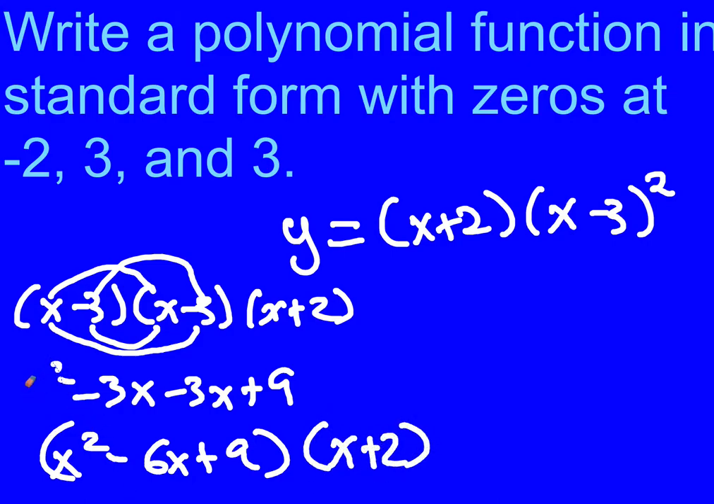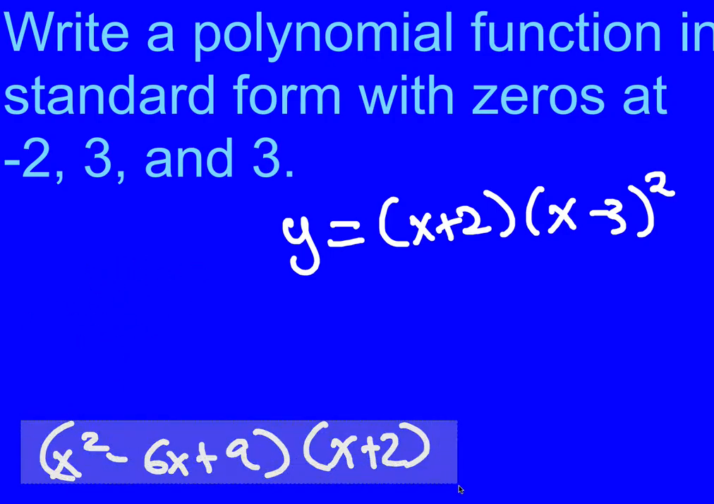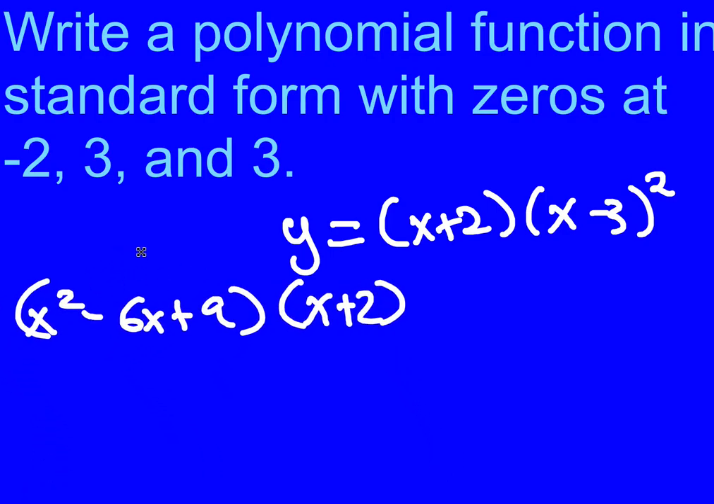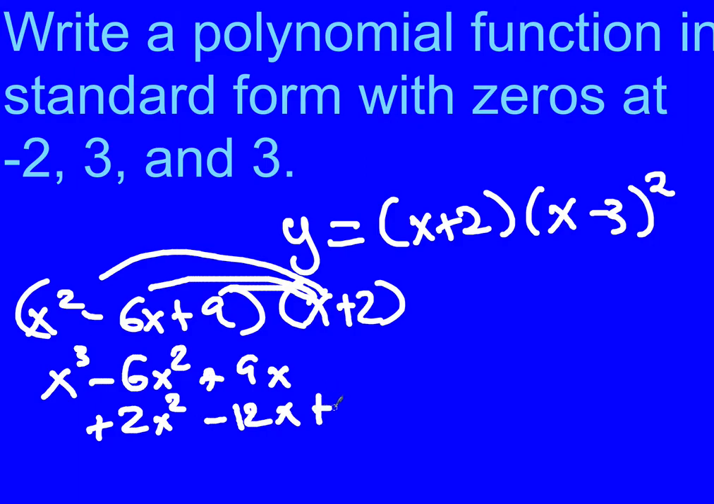I'm going to erase this to give me some space to do that. Let's go ahead and move this up. And let's FOIL it. Let's do x times all three. X times x squared is x cubed. X times negative 6x is negative 6x squared, and x times 9 is 9x. 2 times x squared gives me a positive 2x squared. 2 times negative 6 gives me negative 12x, and 2 times 9 gives me a positive 18.